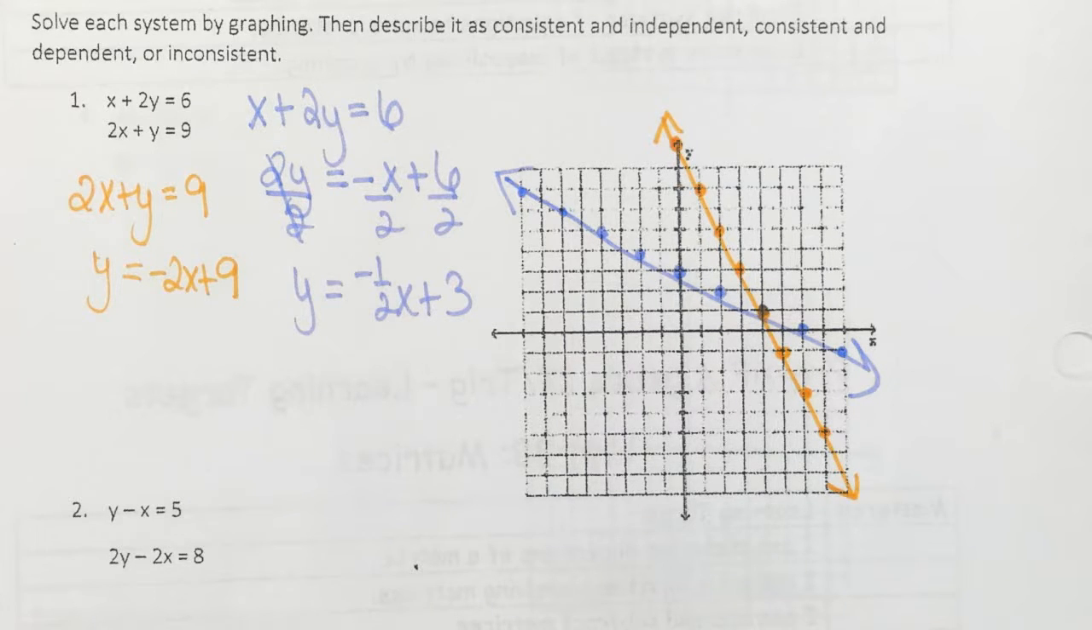Will they ever cross in like the middle rather than on a specific point? They can, but I'm not going to be that mean. Now, I'll give you decimals on substitution and elimination, but not on graphing, because then you don't really know where it crosses.